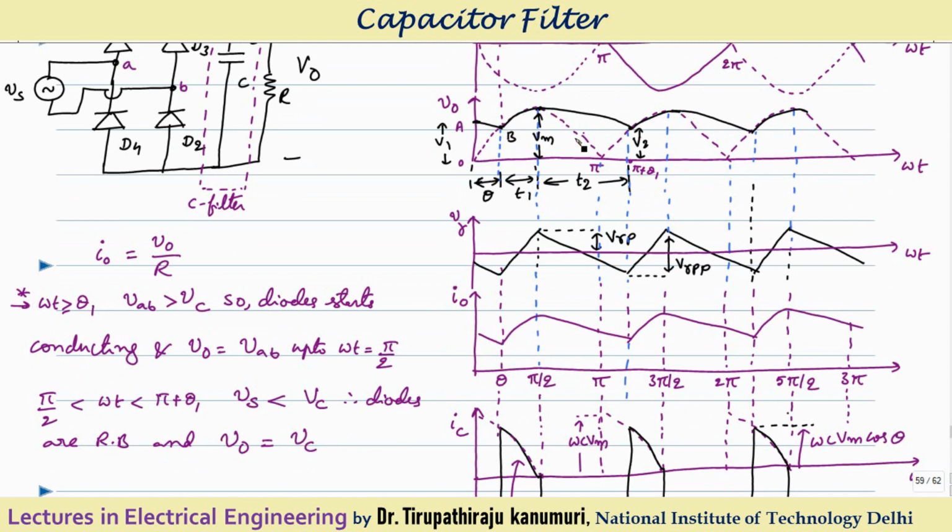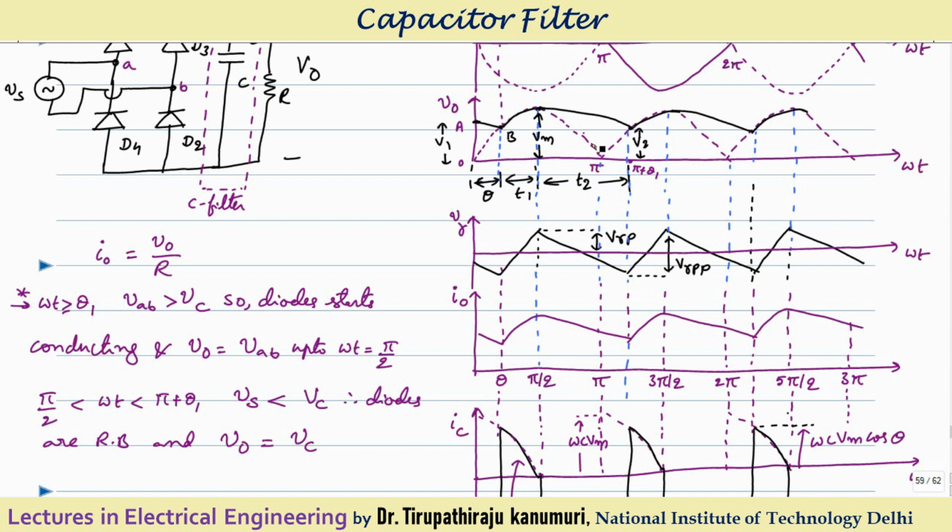Previously it was varying like a sine wave, but now your output voltage is varying like this. So this output voltage I can represent as a DC component plus an AC component. If you practically see, this waveform will be very nearly equal to a triangular wave. If you take this ripple voltage, this is how it varies, and that voltage will resemble like this.